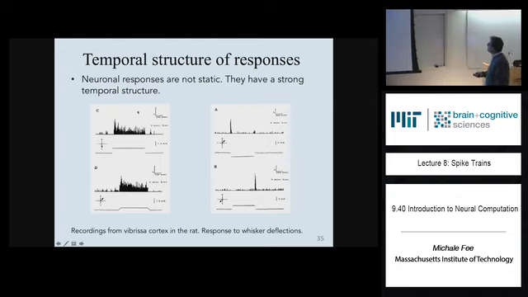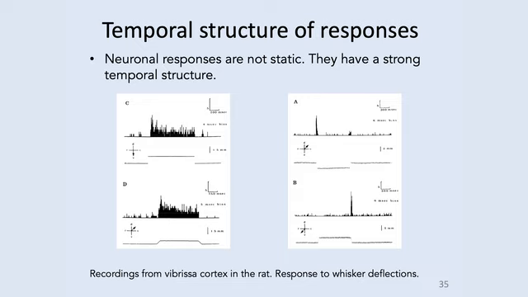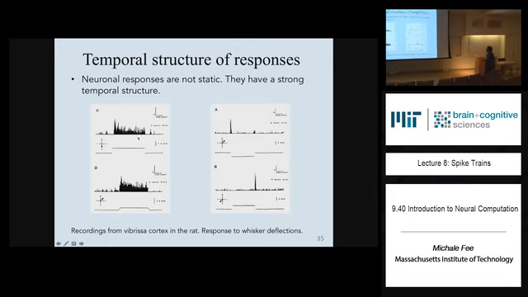Firing rates are not a constant thing. Neural firing rates are constantly changing depending on the type of stimulus that you use, and different types of neurons have different temporal structure in response to the same stimulus. This shows the response of 4 different neurons in rat vibrissae cortex in response to whisker deflection.